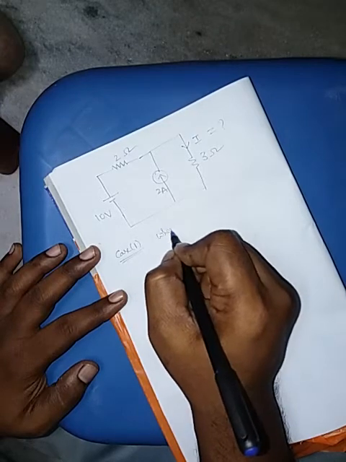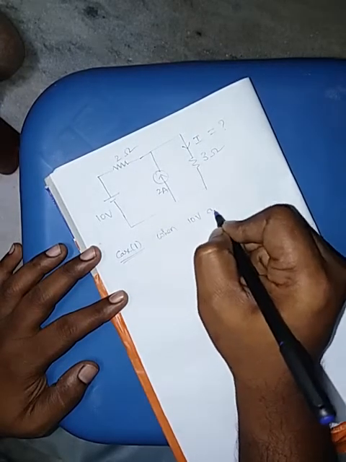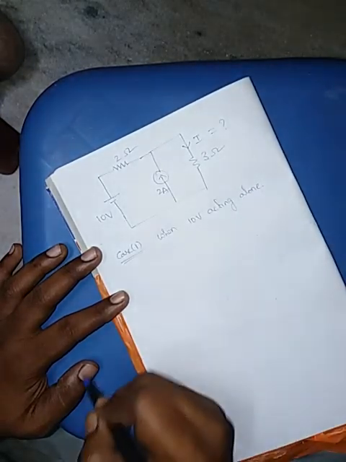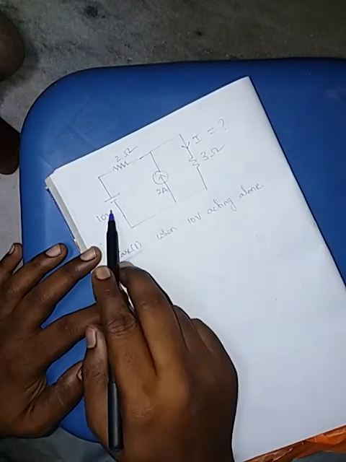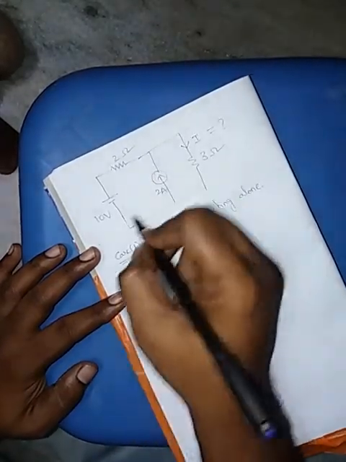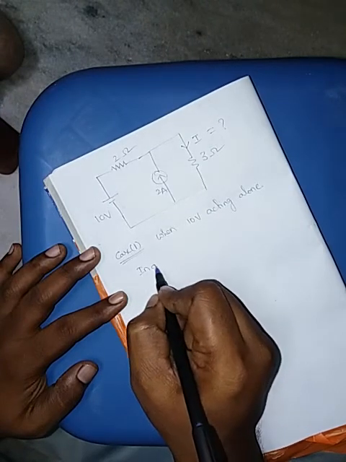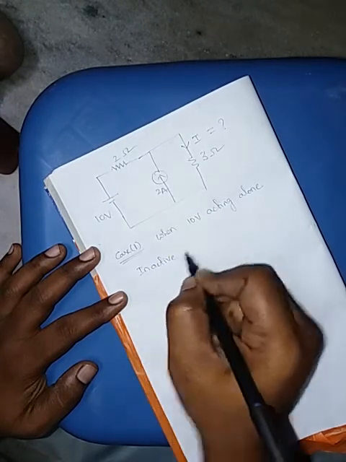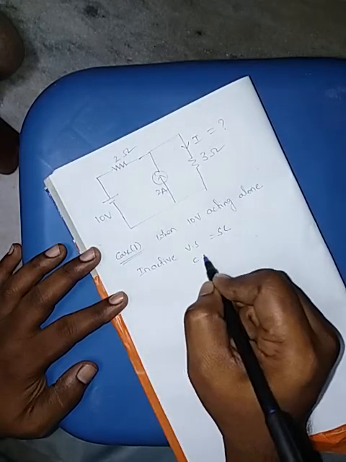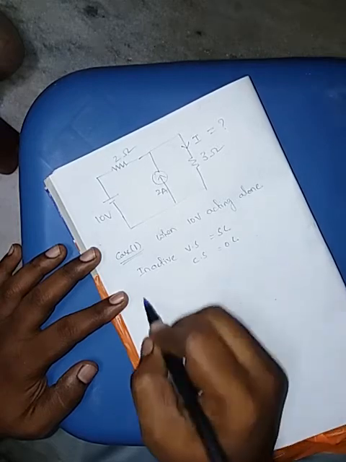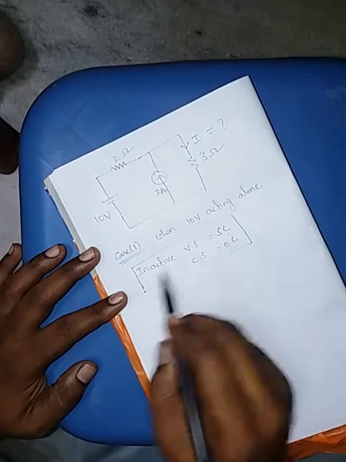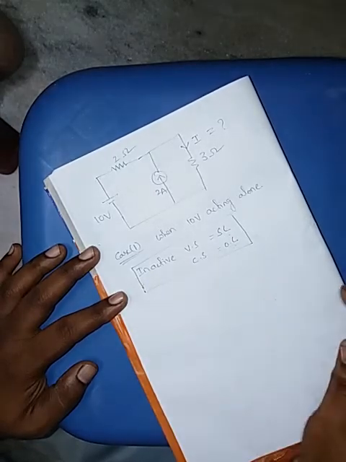When 10 volts is acting alone, that means this source only is acting, and this source may be inactive. Inactive in the sense, an inactive voltage source will be short circuit and an inactive current source will be open circuit. Just remember this. An inactive voltage source will be short circuit and an inactive current source will be open circuit.